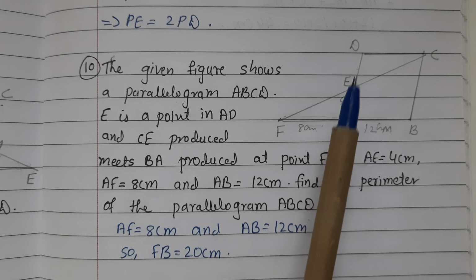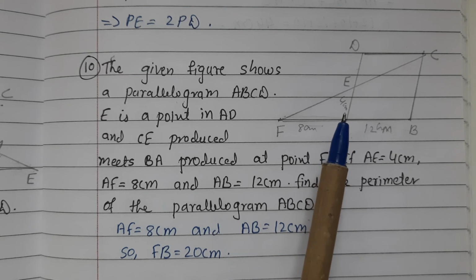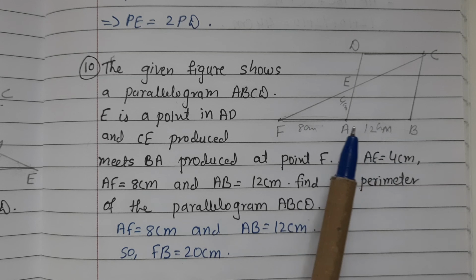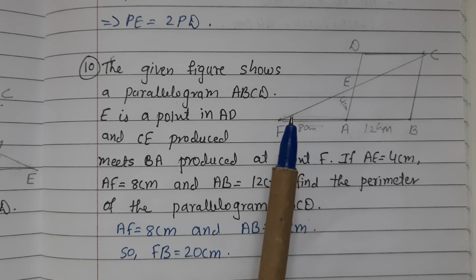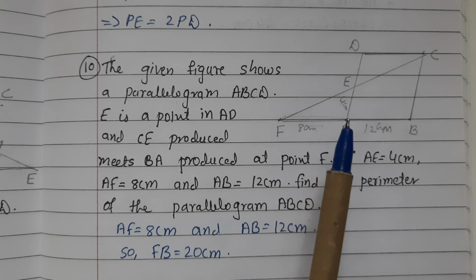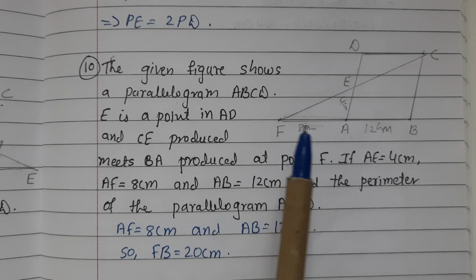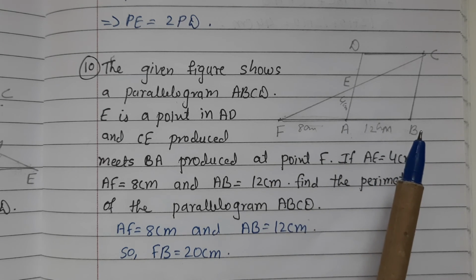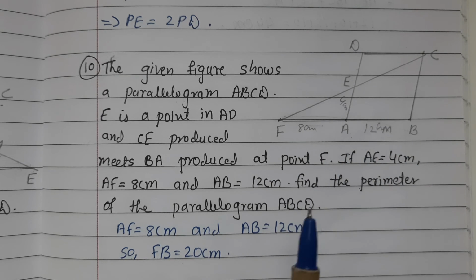In the given figure, it shows a parallelogram ABCD. E is a point on AD and CE is produced to meet BA at F. AE is 4 cm, AF is 8 cm, AB is 12 cm. Find the perimeter of parallelogram ABCD.